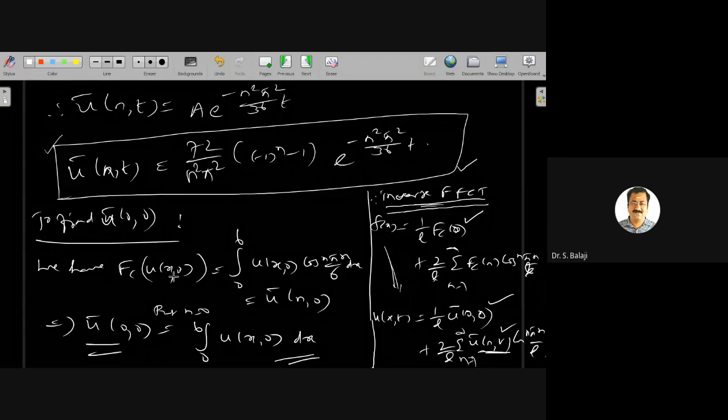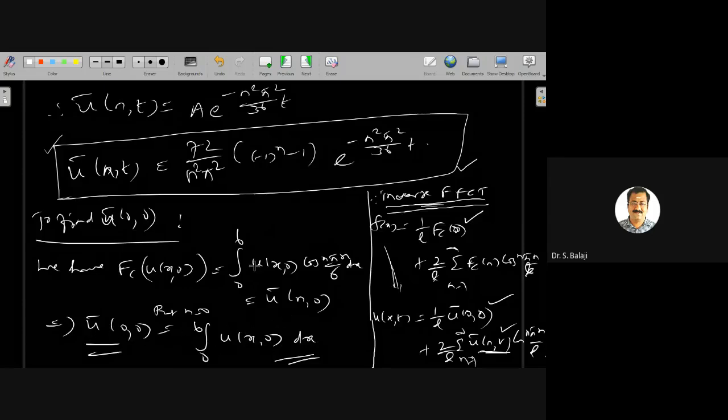With the help of u(x, 0) you can identify u bar of 0 comma 0 also, because the Fourier cosine transform of u(x, 0) is u bar of n comma 0. But you need u bar of 0 comma 0, so you put n equal to 0 again here. For n equal to 0, cos 0 is 1, and you get only the integral from 0 to 6 of u(x, 0) dx. Therefore, this is u bar of 0 comma 0.